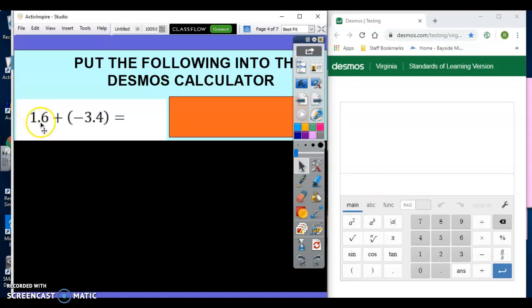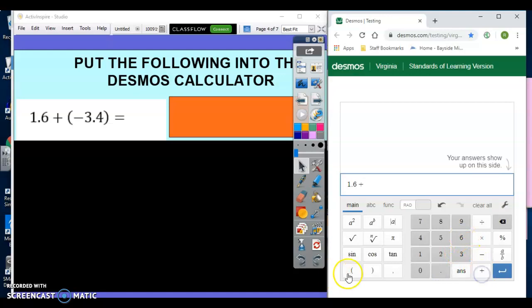This first one is 1.6 plus parentheses negative 3.4 parentheses. So all I'm going to do is I'm going to come over here. I can either use this keypad, or if I want to, I can actually use the numbers on my computer. It's just a personal preference. So I'm going to use these so you can see what I'm doing.